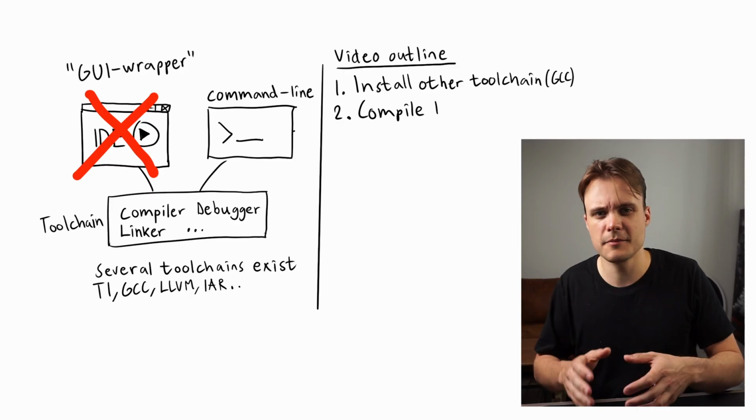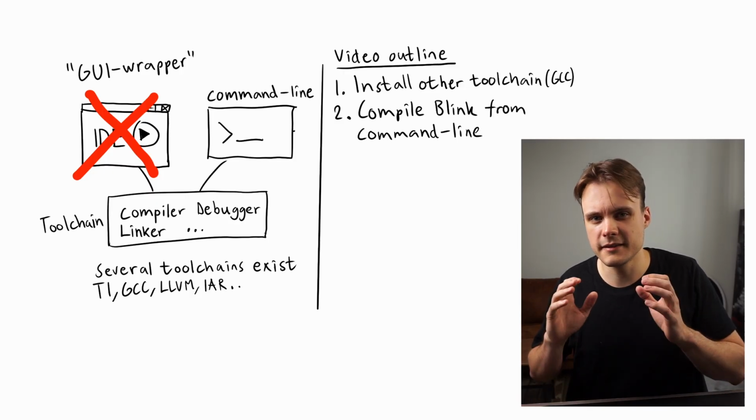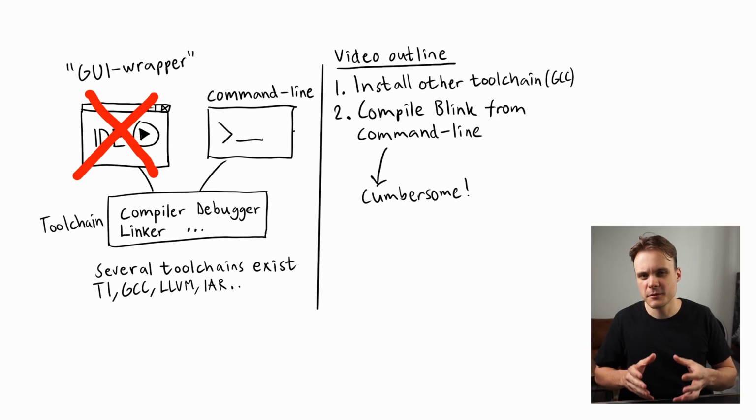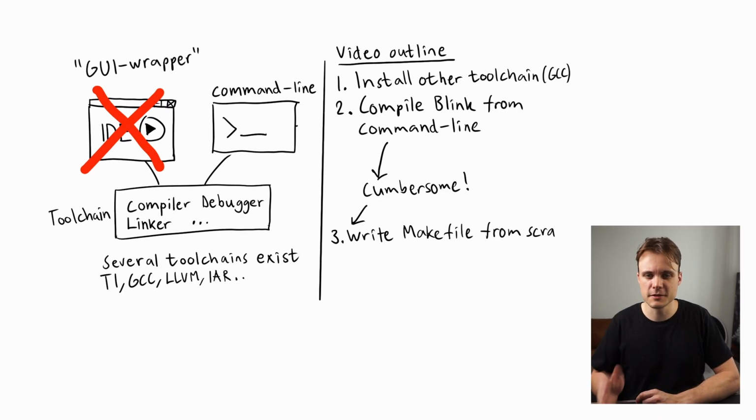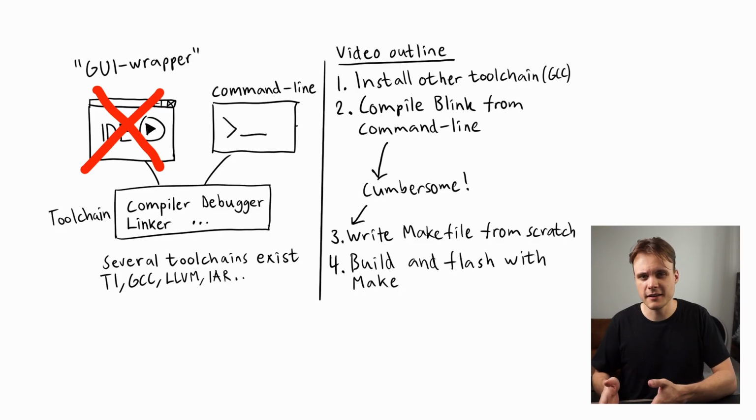And then I'm going to run the compiler in this toolchain as a single command from the command line to build the same example project as in the last video. But running the compiler this way is inefficient and cumbersome, and that's where Make and Makefiles come in. And to show how Make and Makefiles work, I'm going to create a new Makefile from scratch that will be suitable to use as a starting point for the project in this series, but for any microcontroller project really.